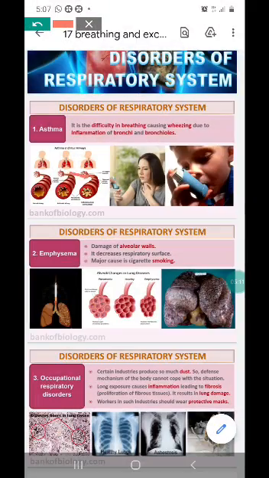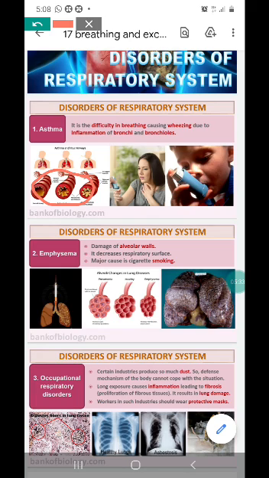See, inflammation of the bronchi is shown here. Inflammation of the bronchi means that the lining of the bronchi is inflamed. That is the inflammation of bronchi and bronchioles. The passage becomes very narrow and the people find it very difficult to breathe. Okay, right. The next disorder is emphysema.